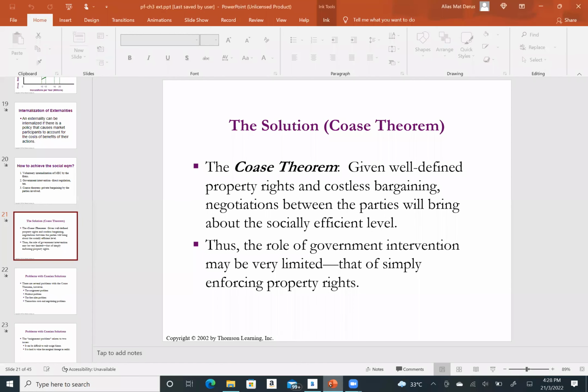Okay. Take a short break, and then after that we'll come back. So you look at the Coase theorem. Do you understand? After that I will discuss.